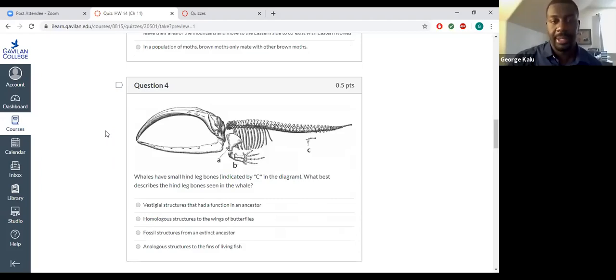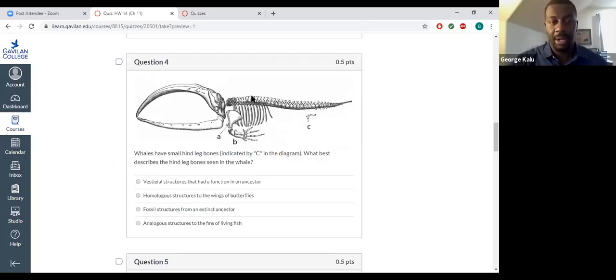All right, number 4. So here we have a skeleton of a whale. Okay, so whales have small hind leg bones, indicated by C in the diagram. What best describes the hind bones or the hind leg bones seen in a whale? Okay, so we have A, vestigial structures that had a function in an ancestor. B, homologous structures to the wings of butterflies. C, fossil structures that exist or from an extinct ancestor. Or D, analogous structures to the fins of living fish. Okay. What do the hind leg bones indicate in a whale?